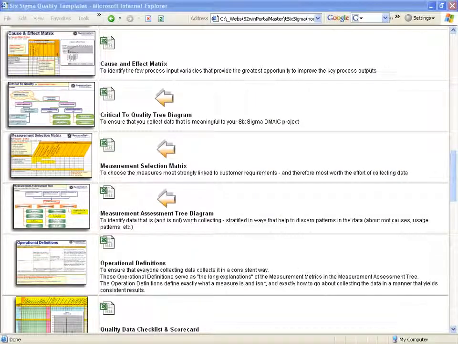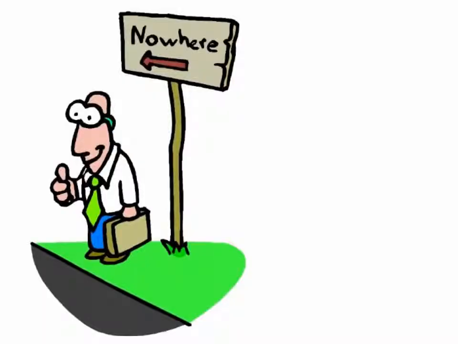The Critical to Quality Tree Diagram, Measurement Selection Worksheet, and Measurement Assessment Tree Diagram are all tools designed to help you avoid the single most common and single most costly mistake made by so many Six Sigma teams: choosing the wrong measures. Nothing is quite so discouraging as spending 3 months collecting expensive and time-consuming data and then finally sitting down with your team to analyze that data, only to realize that you really needed a little more stratification detail, or you really need this other data too.